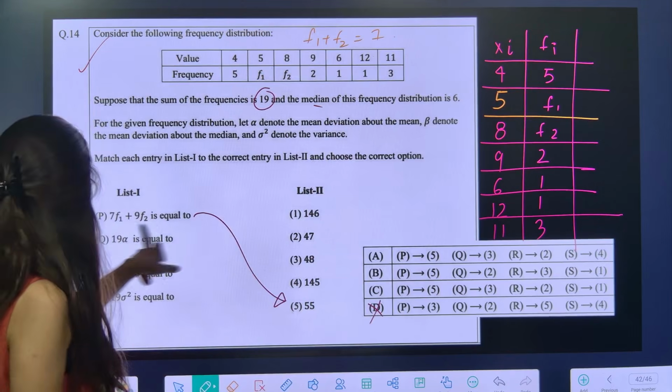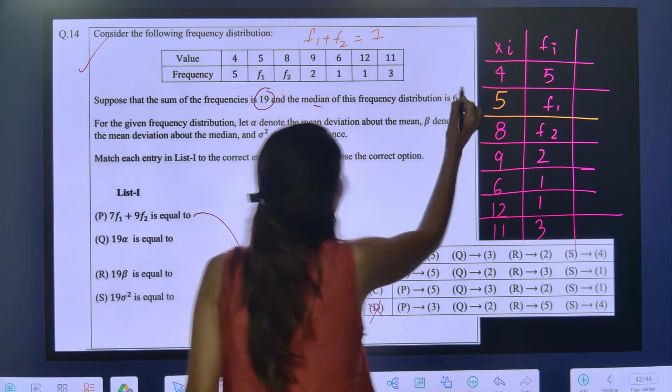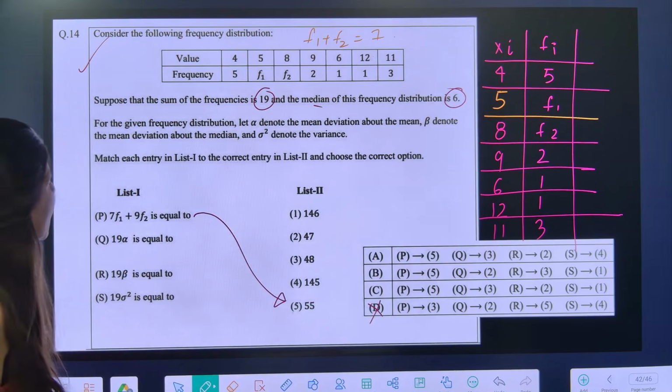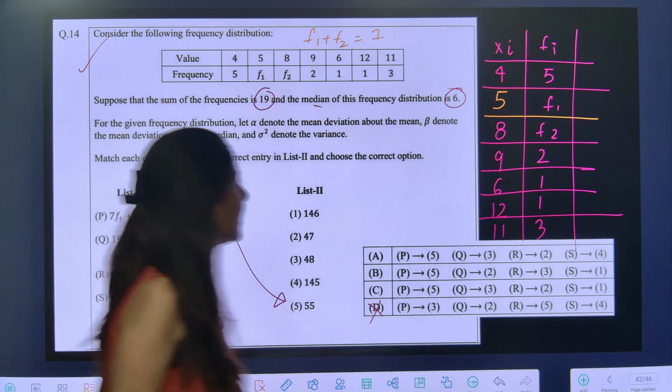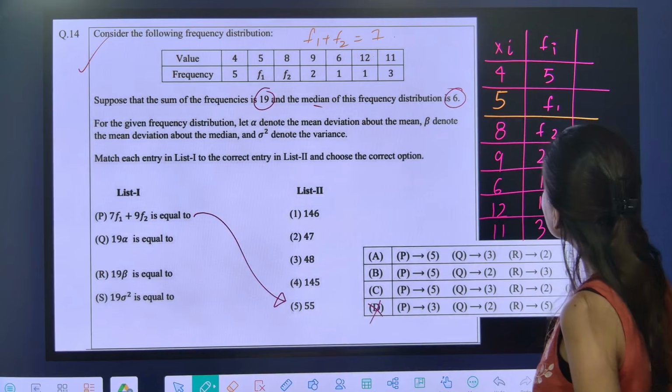Okay. Now what they are asking is 7 F1 plus 9 F2. Also, the median of this frequency distribution is 6.